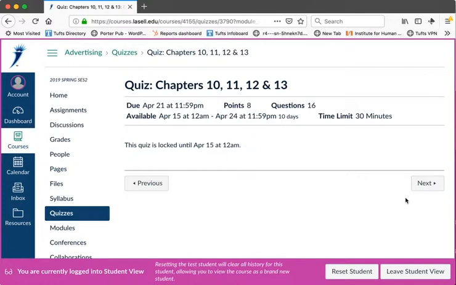Good luck. I'm sure that you'll do well if you read chapters 10, 11, 12, and 13. So make sure you read those chapters. Take your time before you start the quiz. Make sure that you are in a quiet environment, and when you start the quiz, there is no interruption. You've got to go to the end. Good luck, and if you have any trouble, please reach out to me.